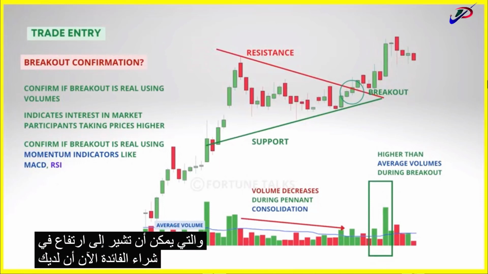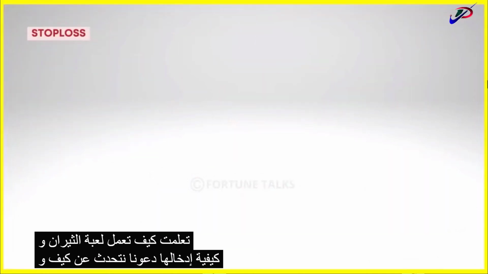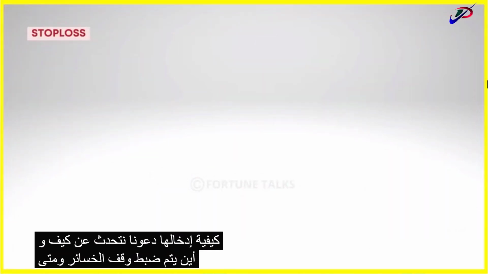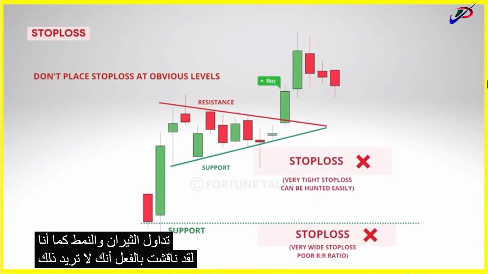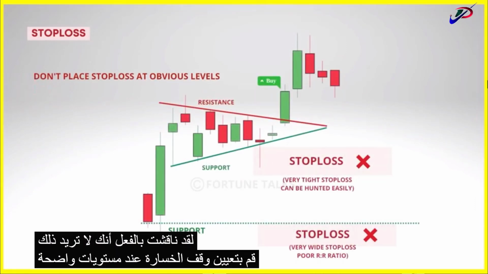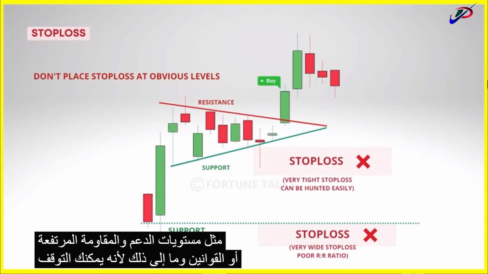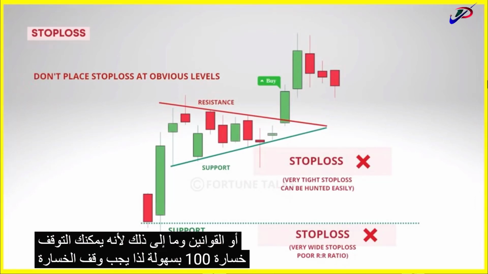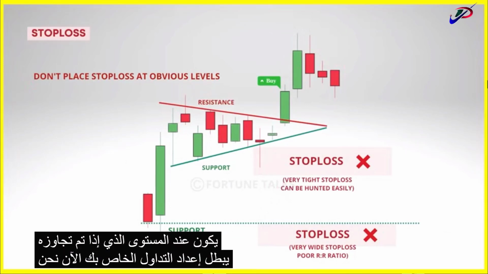Now that you have learned how the bull pennant works and how to enter it, let's talk about how and where to set the stop losses when trading the bull pennant pattern. As I have already discussed, you don't want to set your stop loss at obvious levels like support and resistance, swing highs or lows, etc., because you can get stop loss hunted easily.